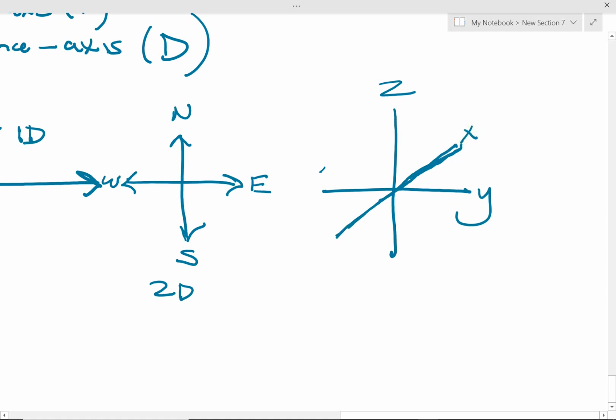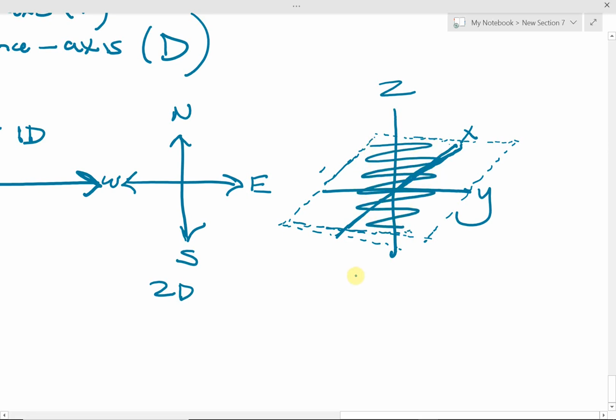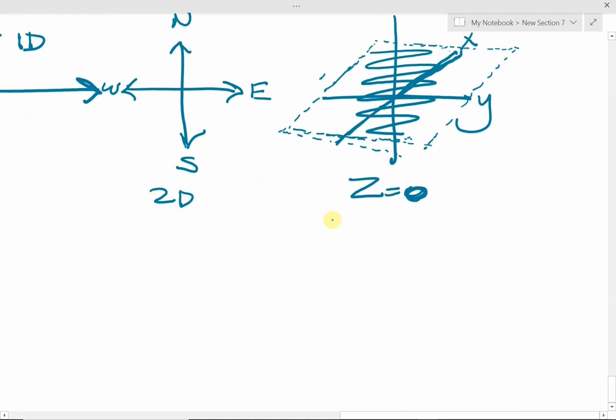So what we're really working in, in 2-dimensional space, is anywhere along this plane, which should be a straight line if I draw correctly, such that z equals 0. So 2-dimensional space is a 3-dimensional plane, or 3D plane, again such that z equals 0.